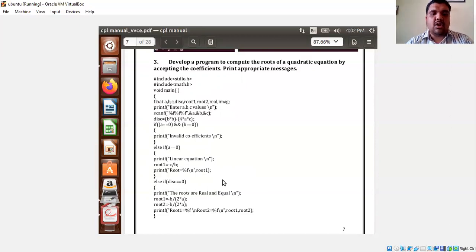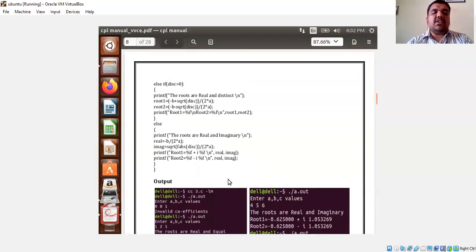In the case where roots are real and equal, the formula for finding the roots is root 1 is equal to root 2 is equal to minus b divided by 2 into a. So that is for roots that are real and equal. If the value of the discriminant is greater than 0, then we have two separate roots. Root 1 is calculated using the formula minus b plus square root of discriminant divided by 2 into a. Root 2 is equal to minus b minus square root of the discriminant divided by 2 into a. This is nothing but the discriminant variable whatever we have declared.